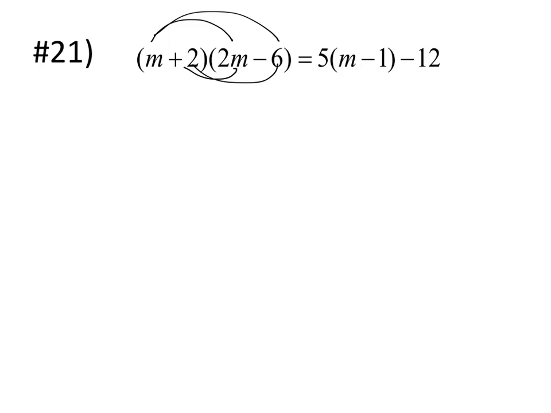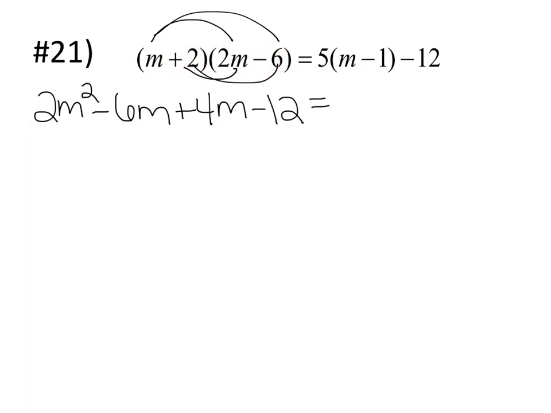So m times 2m is 2m squared. Then m times negative 6 is negative 6m. Now we're going to distribute the 2. 2 times 2m is positive 4m. And then 2 times negative 6 is negative 12. On the right side, I'm going to distribute the 5, giving me 5m minus 5 minus 12.